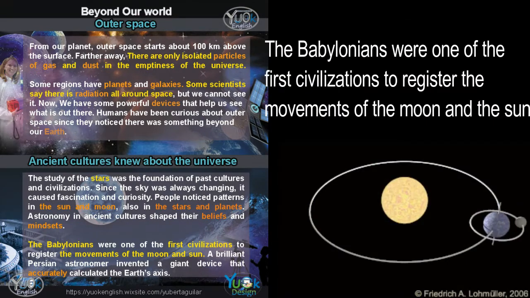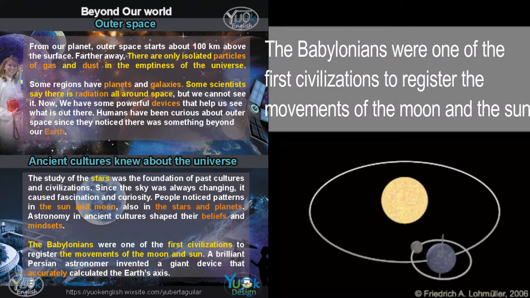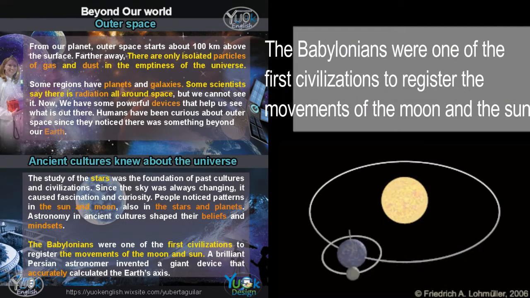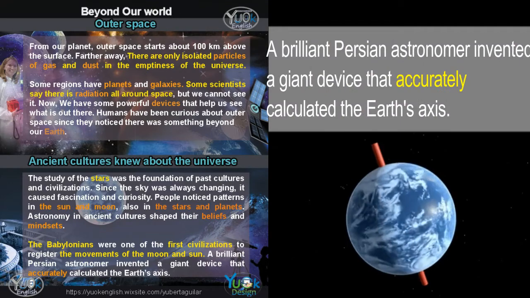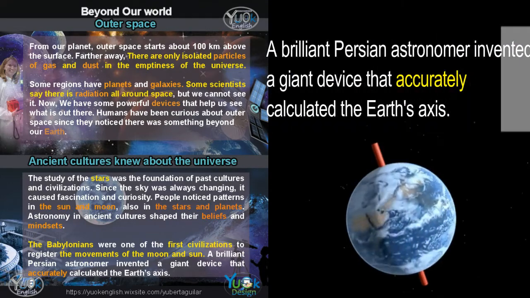The Babylonians were one of the first civilizations to register the movements of the moon and sun. A brilliant Persian astronomer invented a giant device that accurately calculated the Earth's axis.